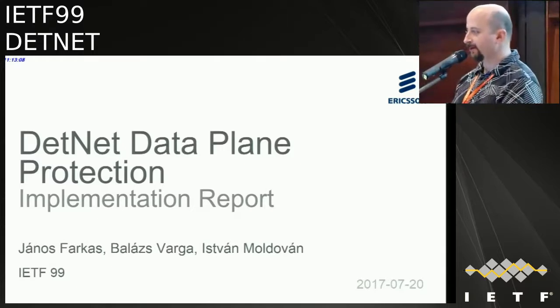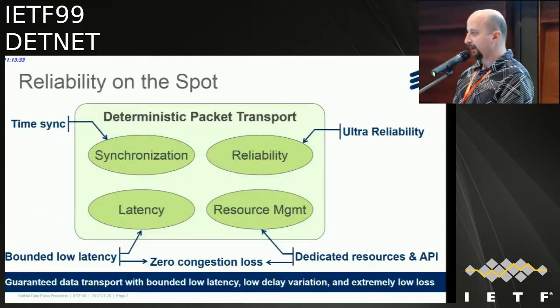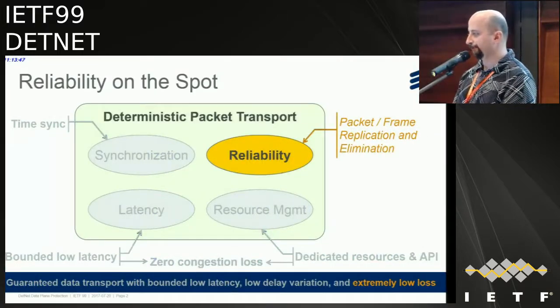Hi, I'm János Farkas from Ericsson Research, Hungary. With my colleagues, Balázs and István, we have implemented the packet replication and elimination function in a software switch. This is an implementation report of that implementation, along the lines described in the current data plane solution draft, version 0.1. Out of the four key features we need for deterministic packet networks that we are working on here in DetNet, this focuses on reliability, the packet replication and elimination function, in order to provide extremely low loss. In other words, to avoid equipment failure.